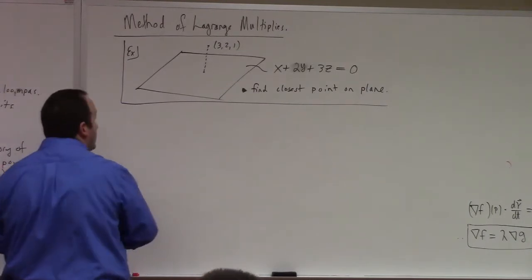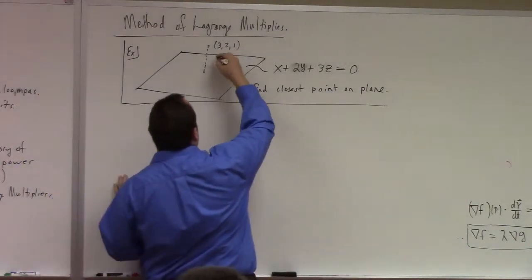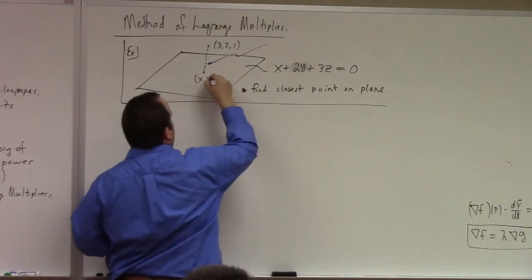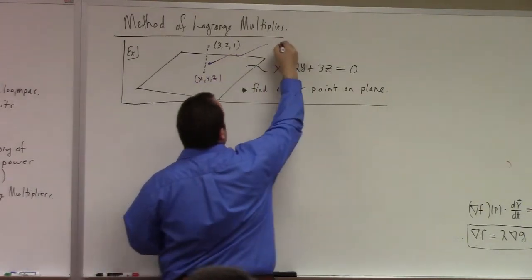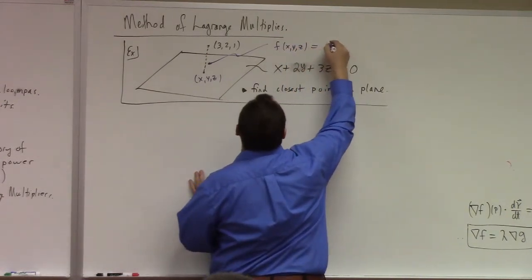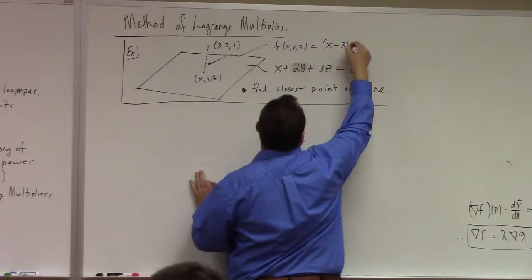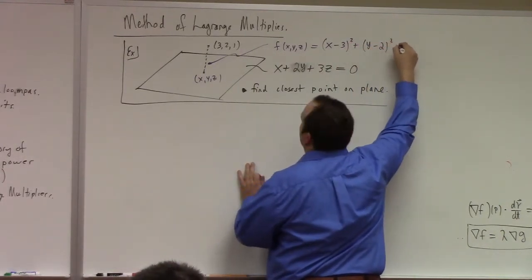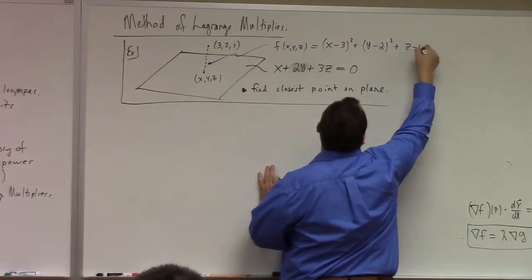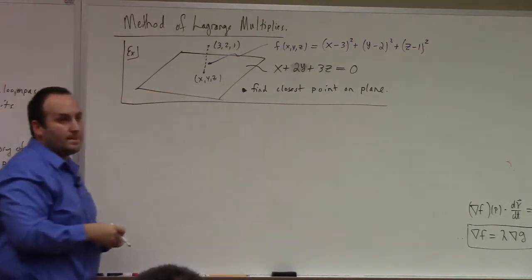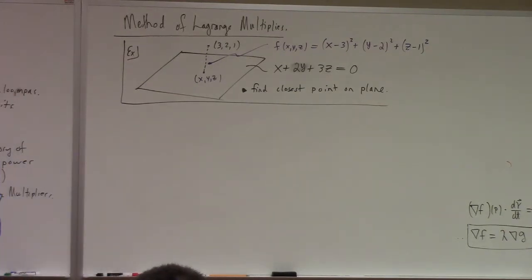It's a good example. My objective function is this distance. I want to look at an arbitrary point, x, y, z. And my objective function, what I want to make small, is (x minus 3) squared plus (y minus 2) squared plus (z minus 1) squared. That's the squared distance from the point off the plane to the plane.